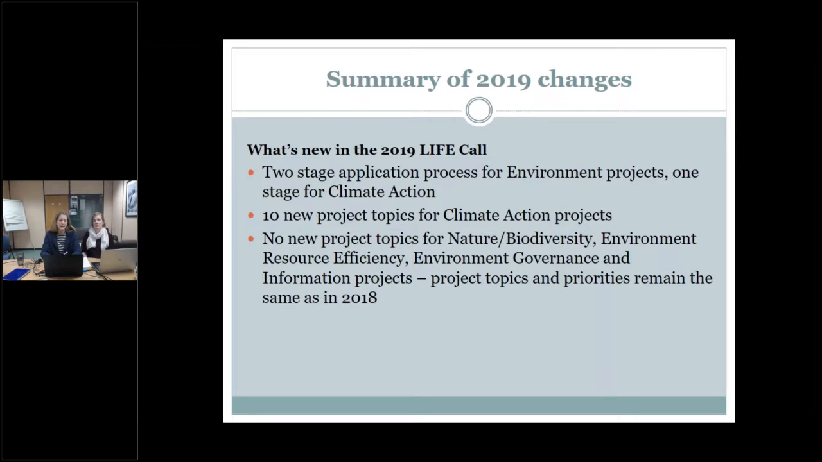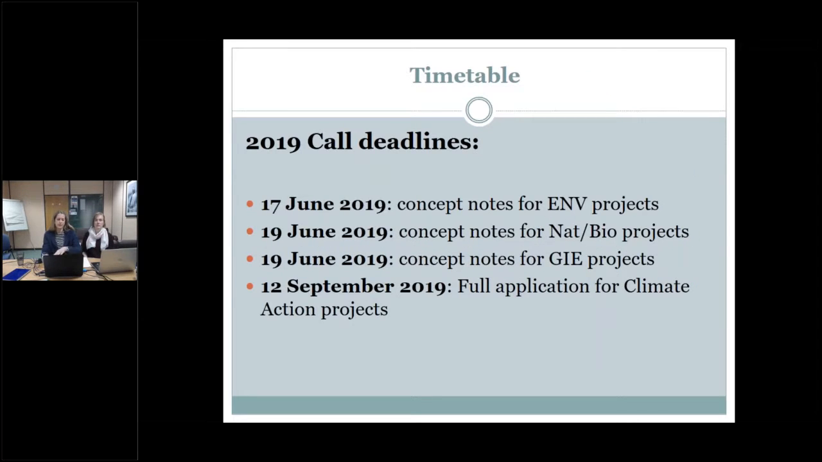Most changes in 2019 have taken place in the climate action program, and the call has introduced 10 new project topics for climate action. So that is one new climate mitigation project topic, 7 new climate adaptation topics, and 2 new climate governance and information topics. As I said, no new topics for nature, biodiversity, environment, resource efficiency, or environment governance and information. So all these project topics remain the same as in 2018.